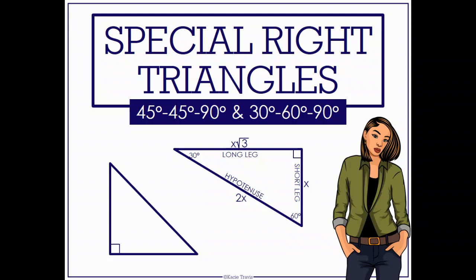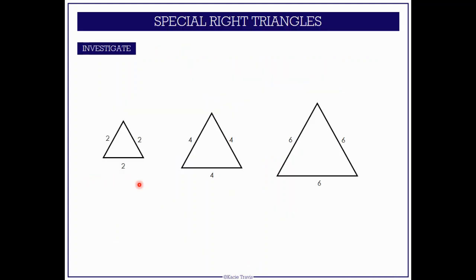Last time on class, we went through the 45, 45, 90 degree triangle. This time, we're going to be talking about the 30, 60, 90 degree triangle. So, let's get into it. All right, we got a quick little investigation that we're going to be looking at.